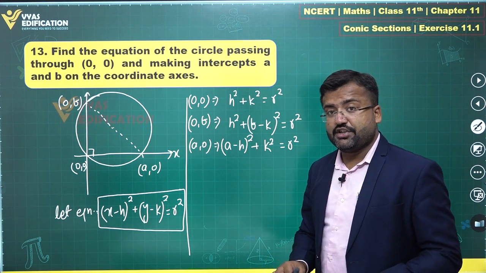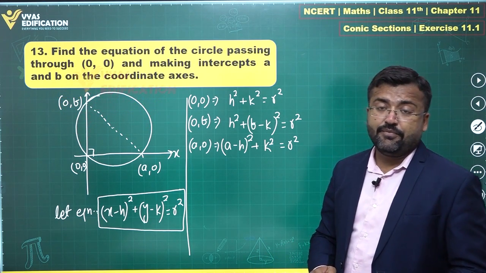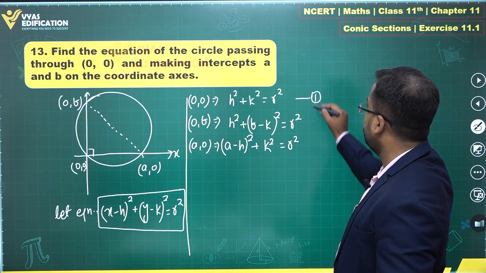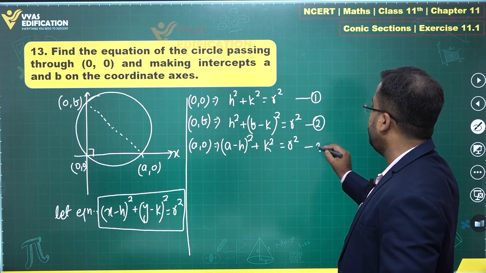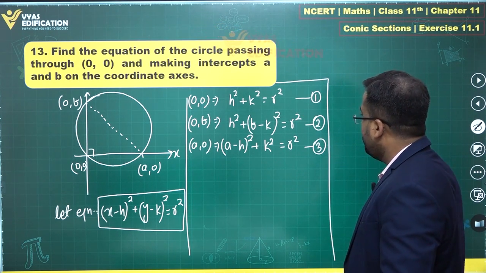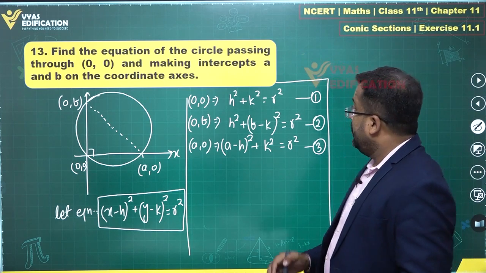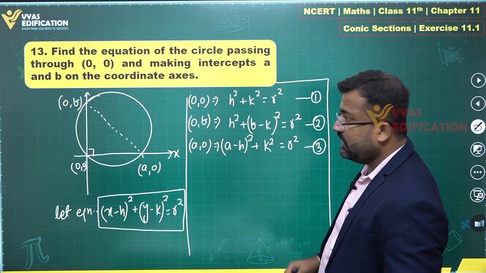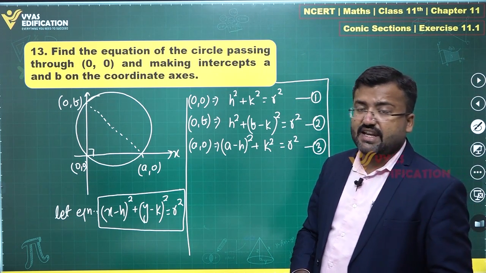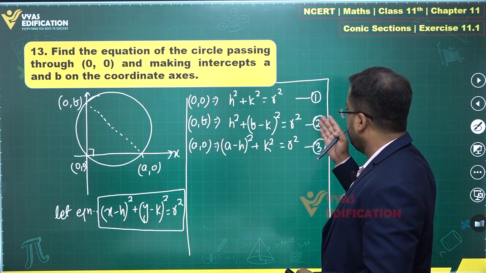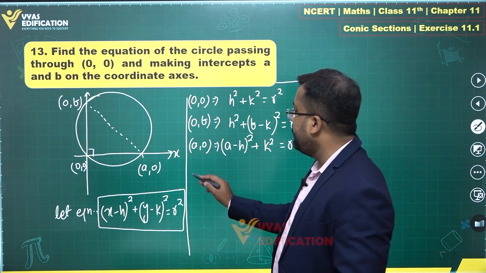So I have three equations and three unknowns, h, k and r. Okay, let's number these equations. This is 1, 2 and 3. What next? So I have r square, r square, r square throughout. Can I eliminate r square easily by subtracting, let us say, 1 and 2 and 2 and 3, or maybe by equating 1 and 2.